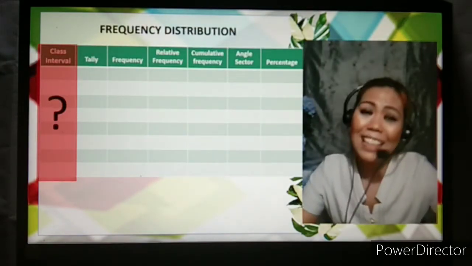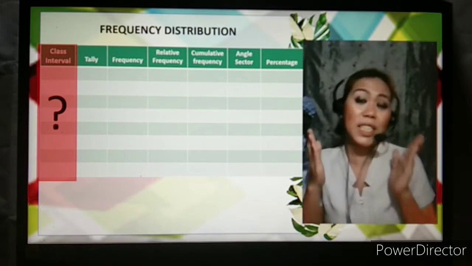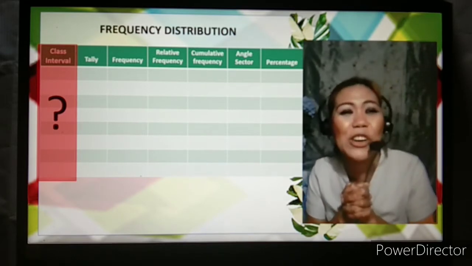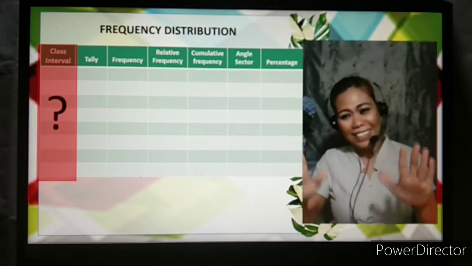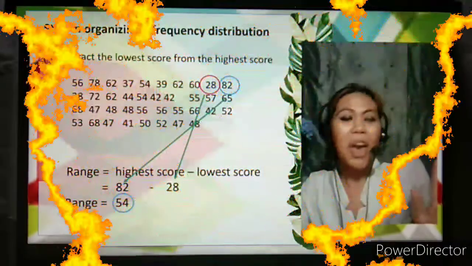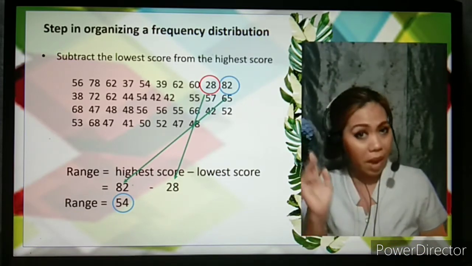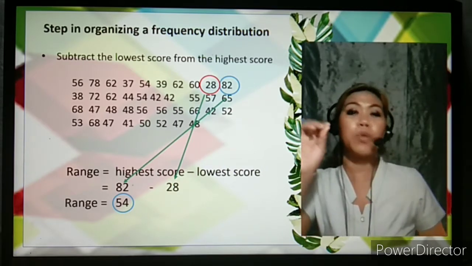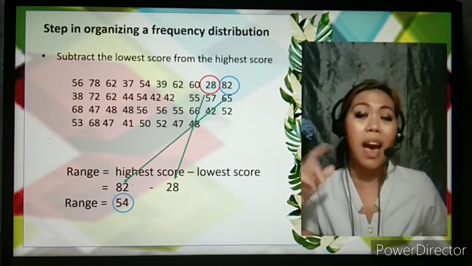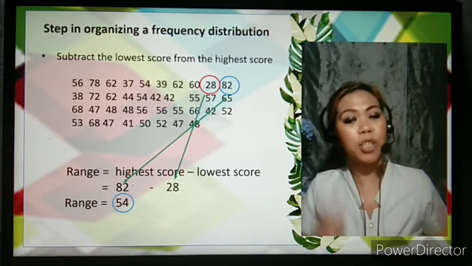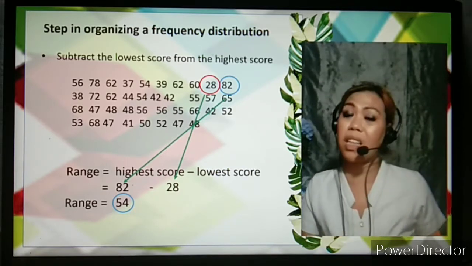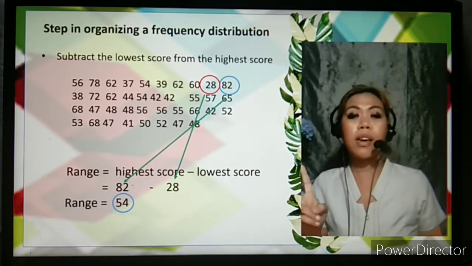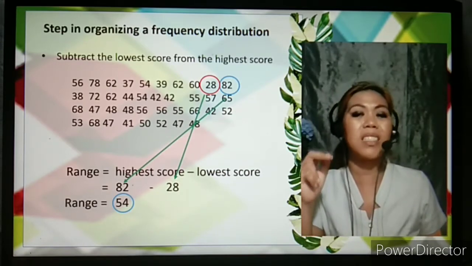All right, guys. This is what the frequency distribution table looks like. Oh, what is that? You're scratching your head already. Okay, just relax. First thing that we have to do, we just have to get the range. To get the range, we have to subtract the lowest score from the highest score. As you can see, there's a lot of numbers right there, and it is ungrouped. I'll be giving you the formula to get the range. Range is equal to highest score minus the lowest score.